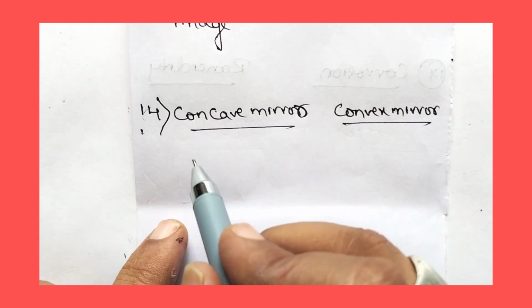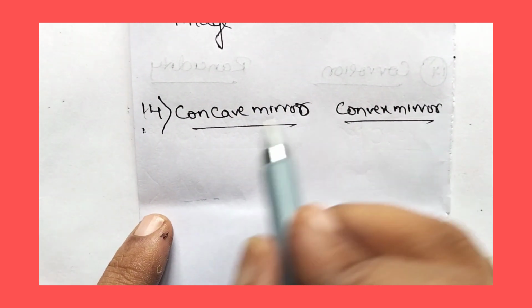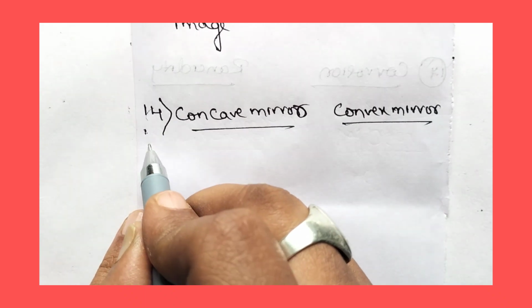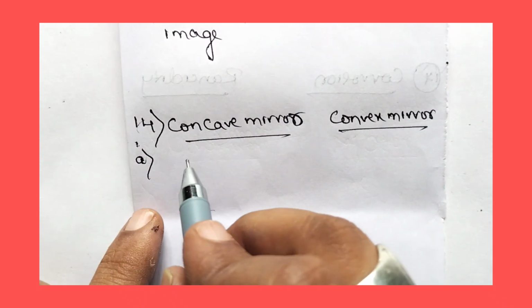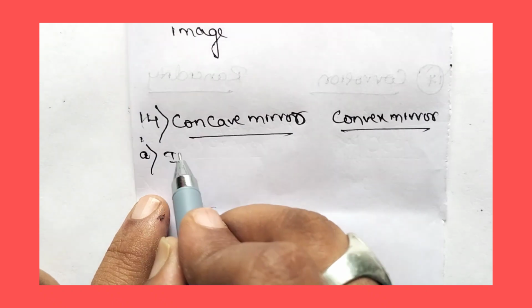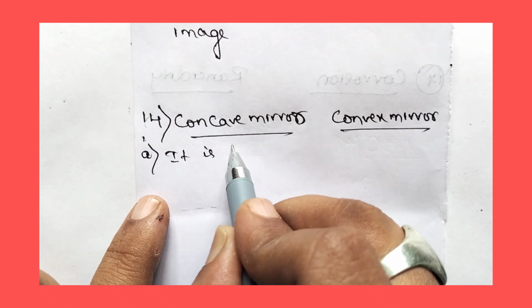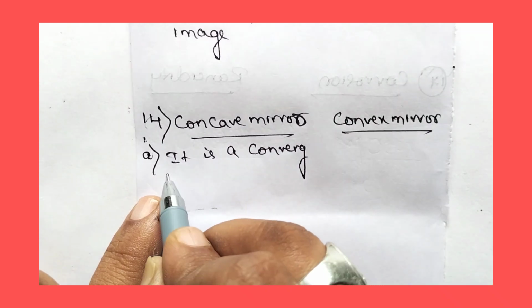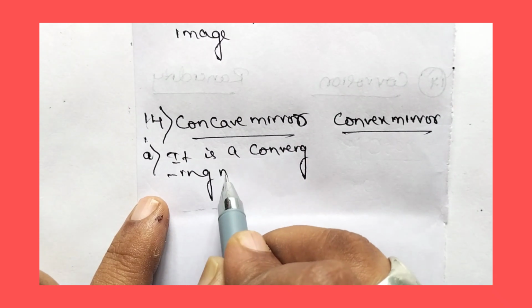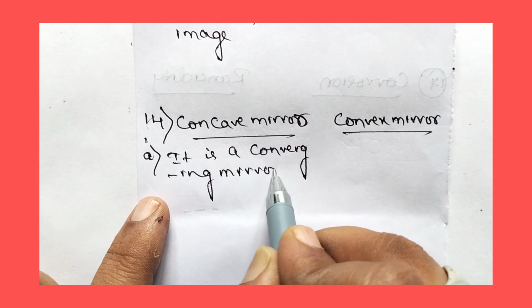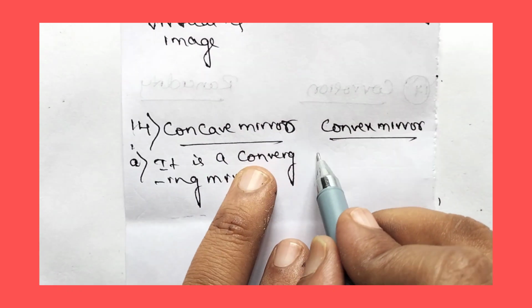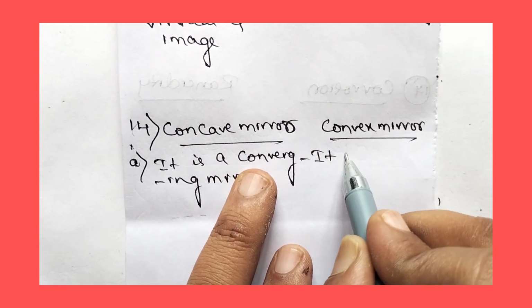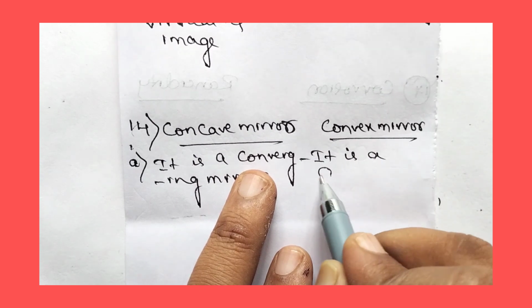What are the differences between concave mirror and convex mirror? So concave mirror, it is a converging mirror. And convex mirror, it is a diverging mirror.